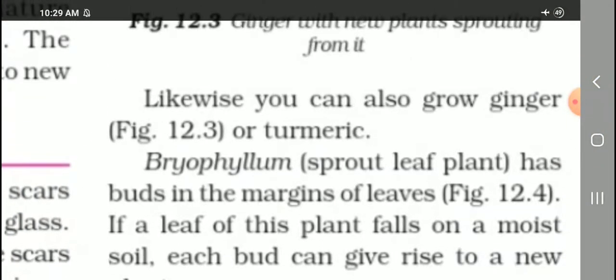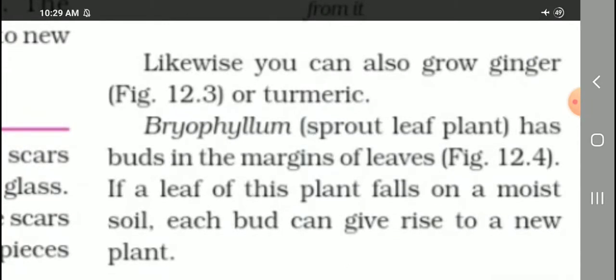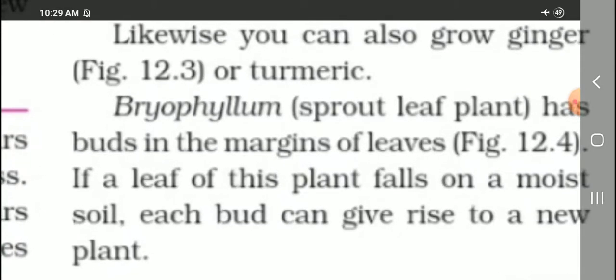Okay, students. Likewise, you can also grow ginger or turmeric. Next one, bryophyllum. Bryophyllum is a sprout leaf plant. Another name, sprout leaf plant.